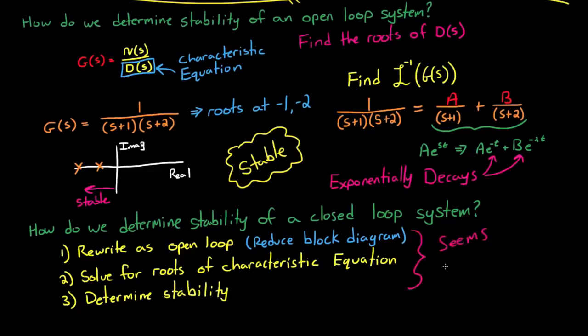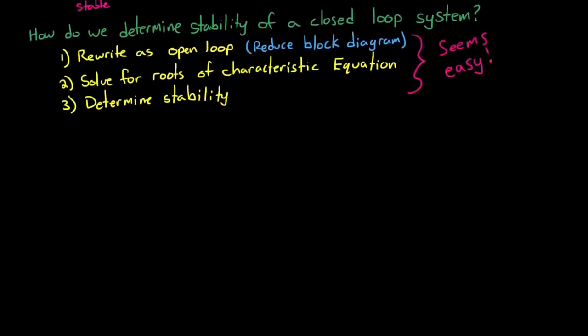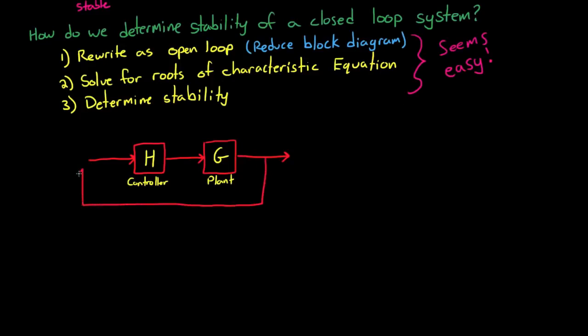That seems easy enough, right? Well, let's try it in practice. Let's take an open loop system that has two separate processes, a control process H and a plant G. And this is an open loop system, and so we know that we can determine stability by looking at the poles of the combined transfer function H times G. But what if we close the loop? We can rewrite the transfer function as HG divided by 1 plus HG. And this is a closed loop system.